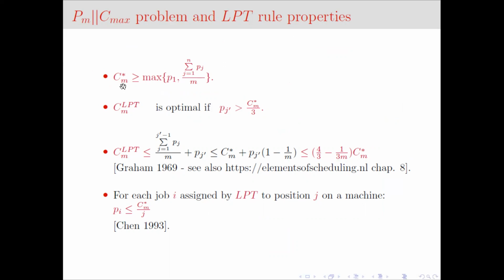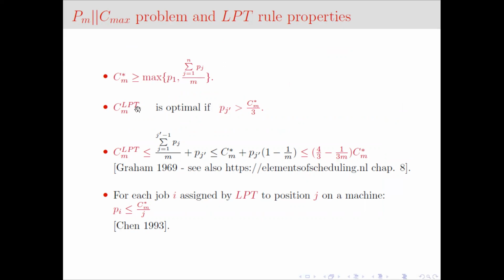So for instance, here we know that the optimal solution is not inferior to the largest processing time job. So we know that C^* will be greater or equal to P1. Similarly, the optimal solution will be greater or equal to the sum of Pj divided by m. These are inequalities.